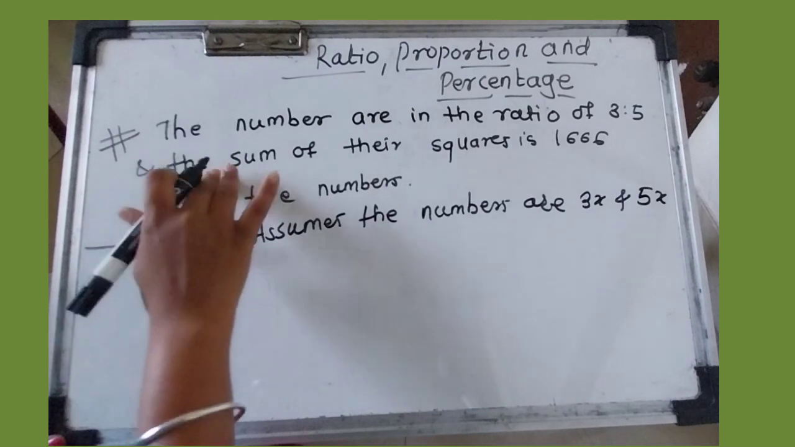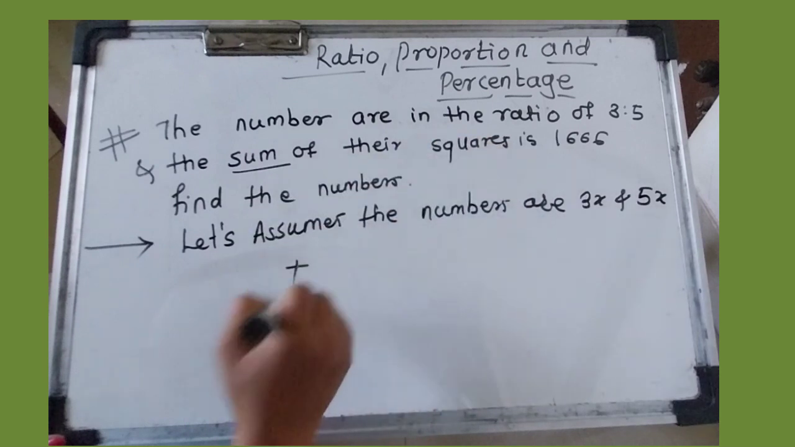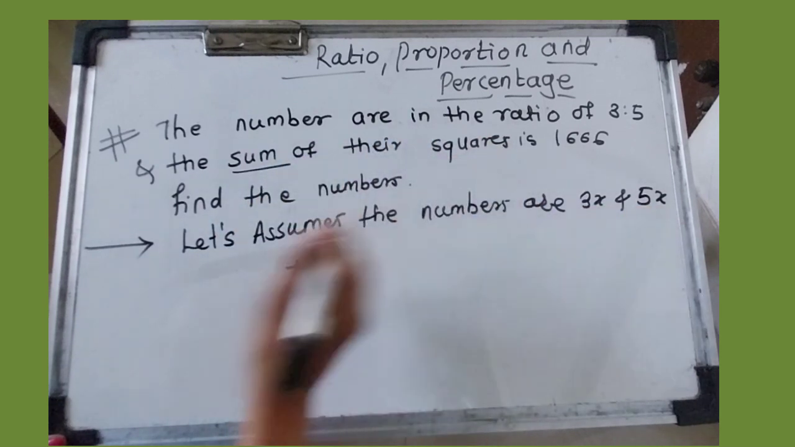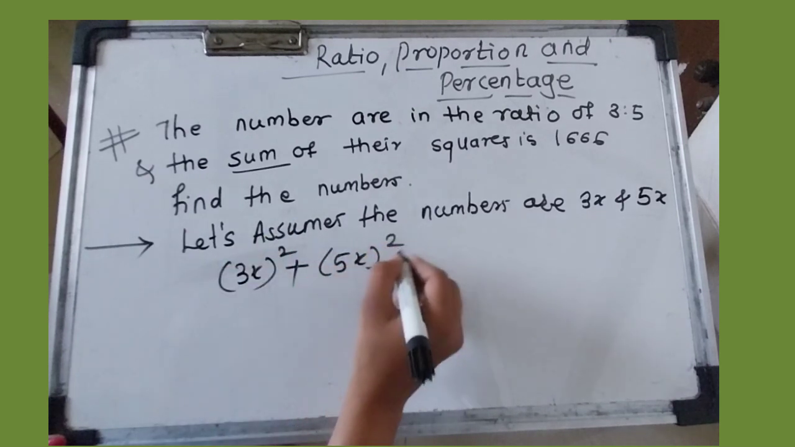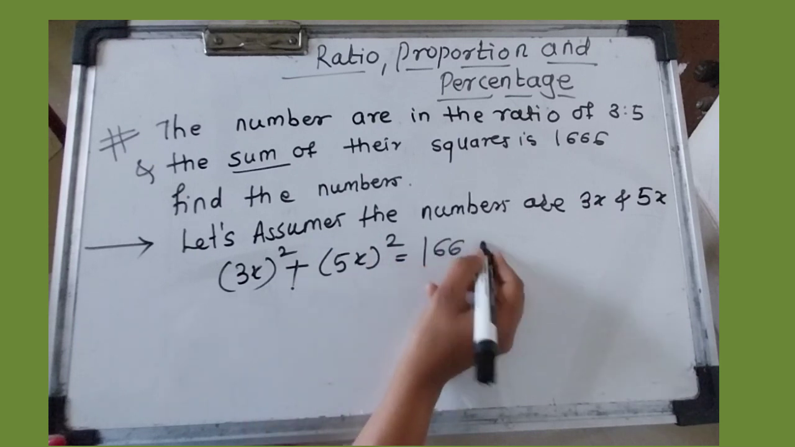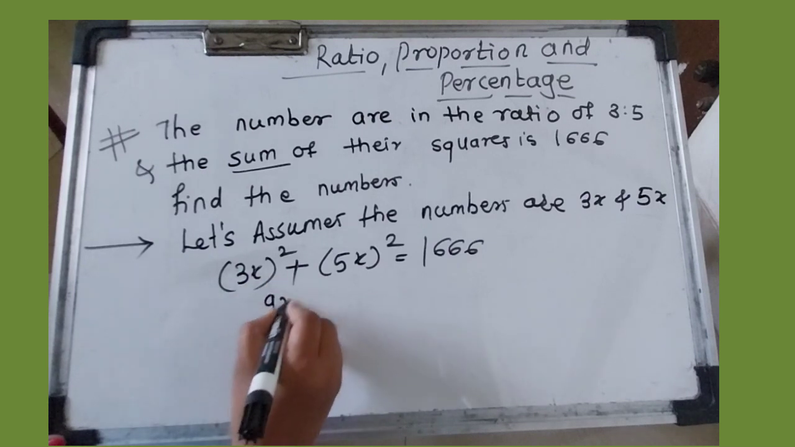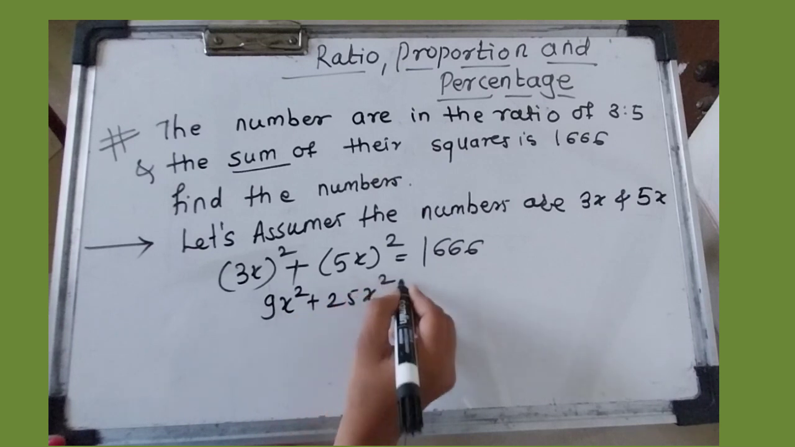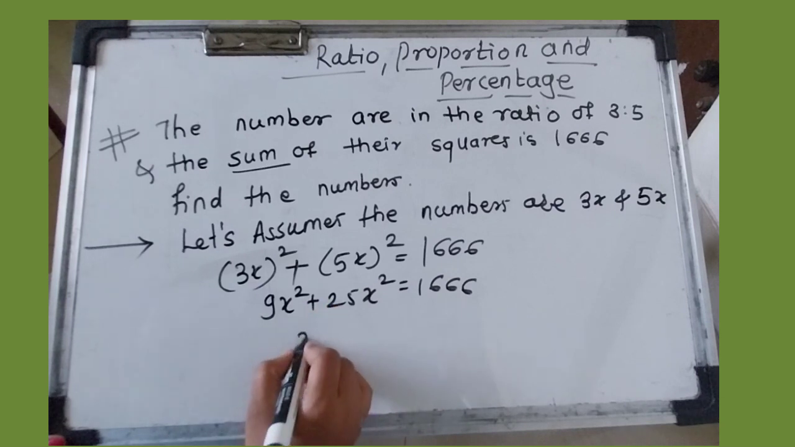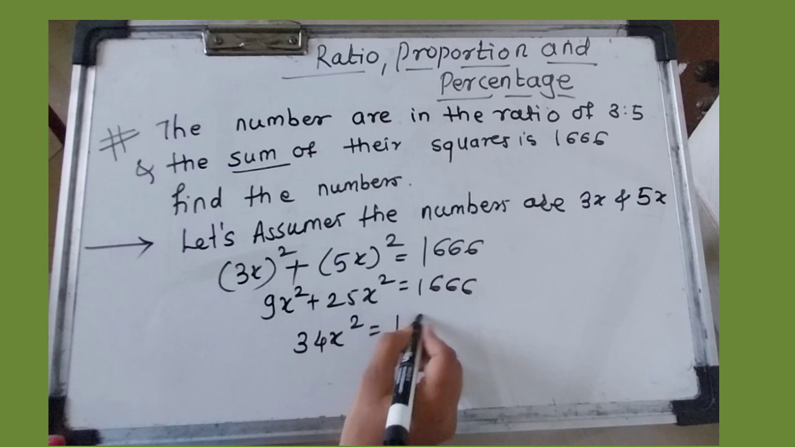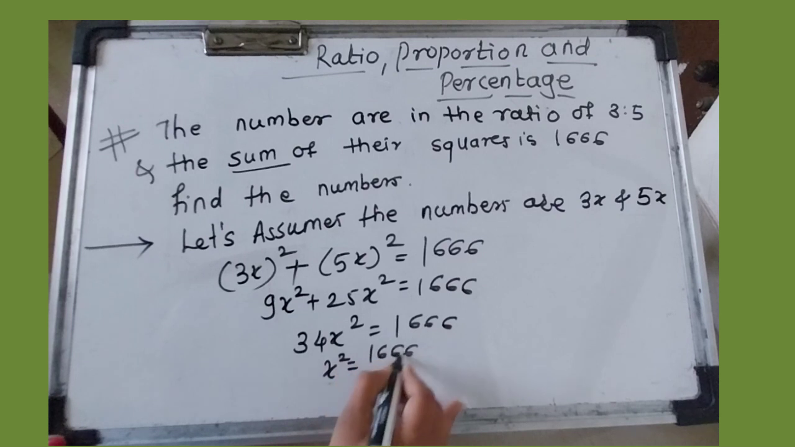What is the next condition? The sum of their squares. Sum means addition. Sum of their squares, there means this number, their squares. What is the sum? Sum is 1,666. This is given here. So it is 9x square plus 25x square equal to 1,666. It is 34x square equal to 1,666. 34 is multiplied here, x square equal to 1,666 upon 34.